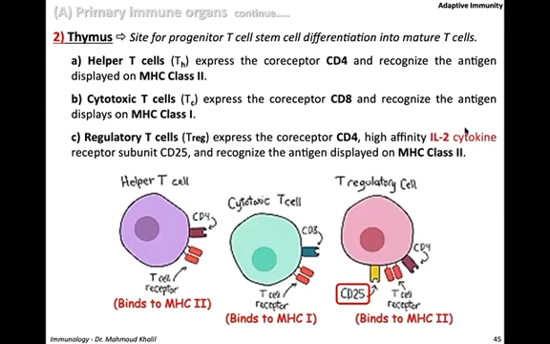The Treg cell is the third type of T cell, which is very important in regulating the immune response. It functions like a brake, diminishing the activity of the immune system. This regulatory T cell expresses CD4 as well. If you look closely, it looks like a T helper cell, except that it has a very high affinity receptor for interleukin 2, which is CD25. And as well, T regulatory cells have the ability to bind to MHC class 2.